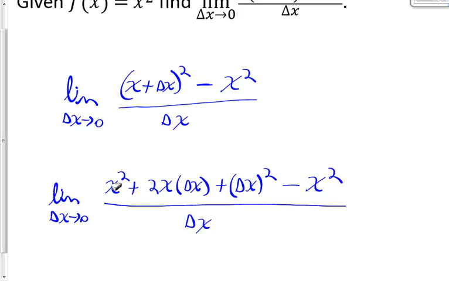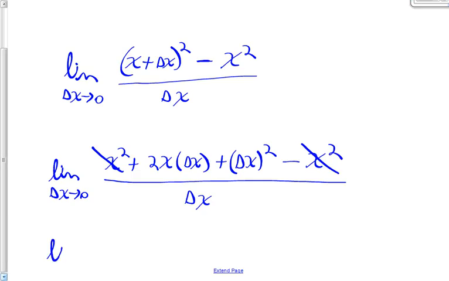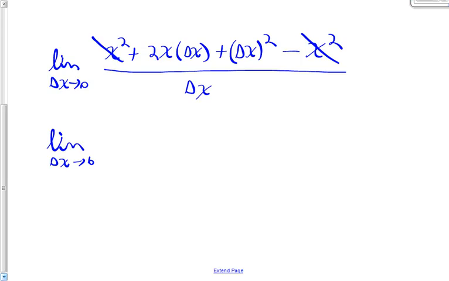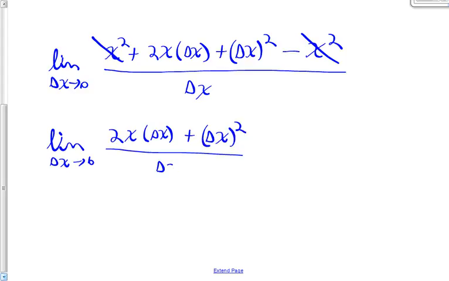So I have x squared and I have minus x squared. Those just cancel each other out. So I'll have the limit as delta x approaches 0 of 2x delta x plus delta x squared, all divided by delta x. And what I want to do is directly substitute 0 in to see if I can come up with this limit. So I'm going to substitute 0 in for delta x.